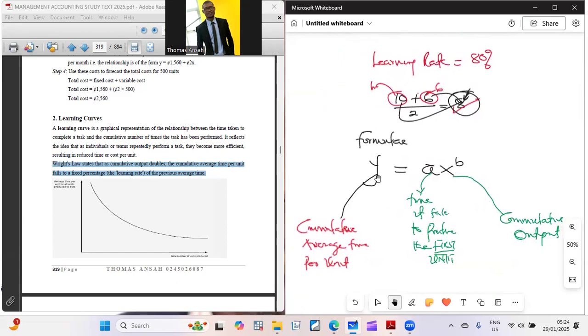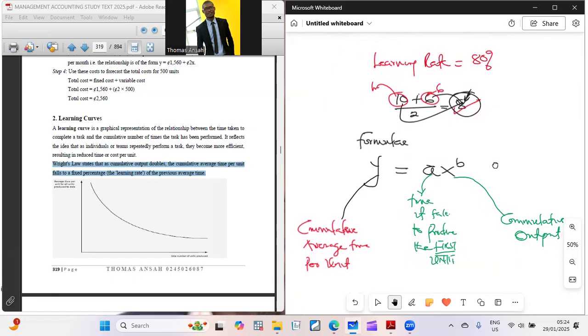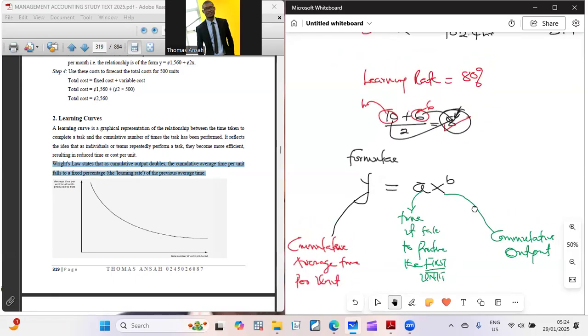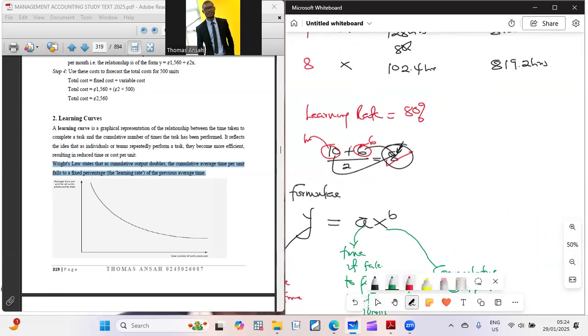You know the average. If you want to know the cumulative time, you can put in the first 200, the first time. Then the cumulative output, which we are talking about, is 8. So that is that. But what is B? B here is the slope.